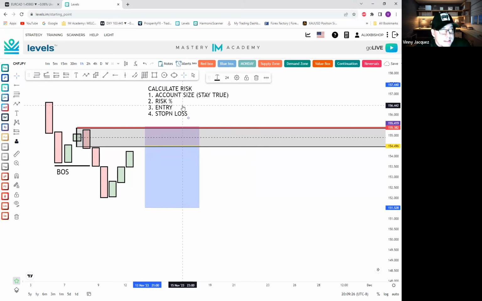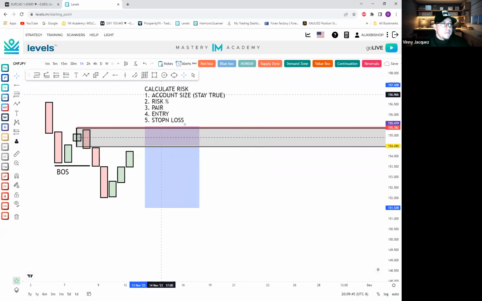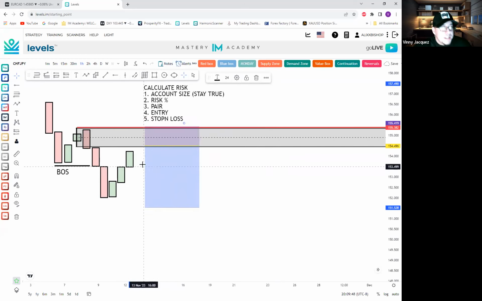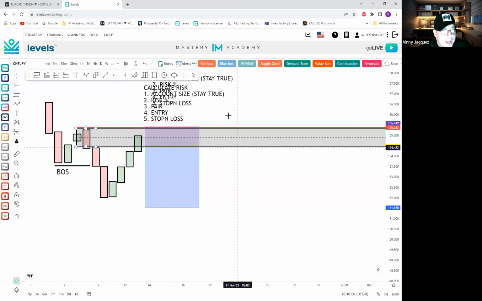I guess I could put the pair inside there, but honestly, you should already know what pair you're willing to trade. I'll just put it in. Let's see. 3. All right, cool. So I should already know what I'm willing to risk based off this setup. Does this make sense, guys? Give me a 1 if this makes sense. Let me know so we can continue. Awesome.